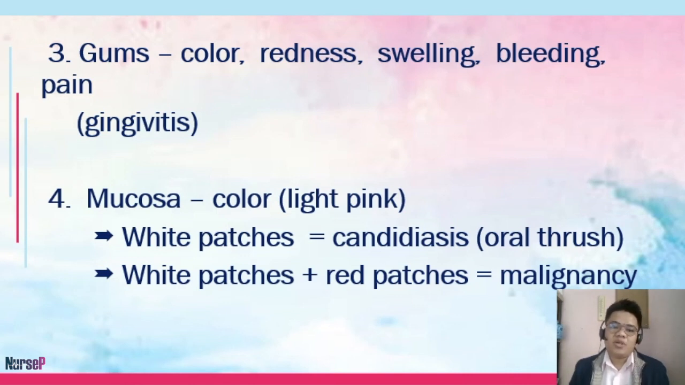Then mucosa. We expect mucosa to be colored light pink. However, if there is presence of white patches, we suspect candidiasis or oral thrush, a fungal infection. Then, if there are white patches plus red patches, we would suspect malignant growth for that matter.